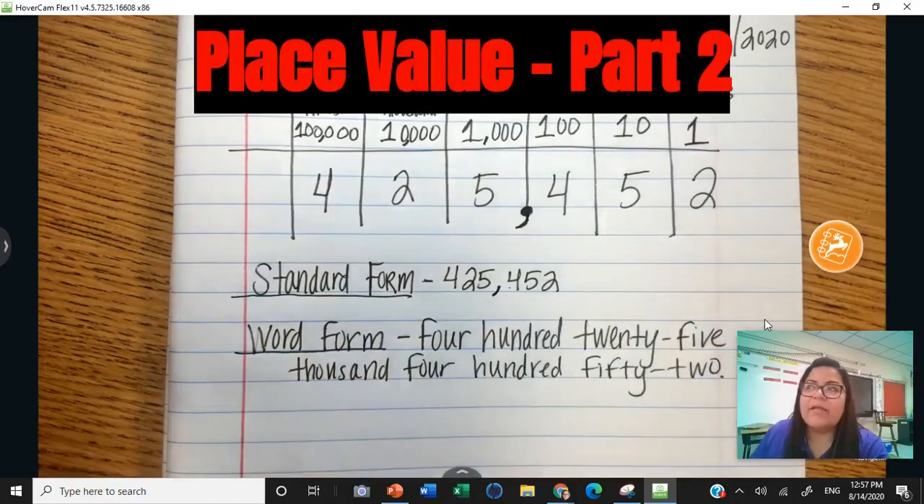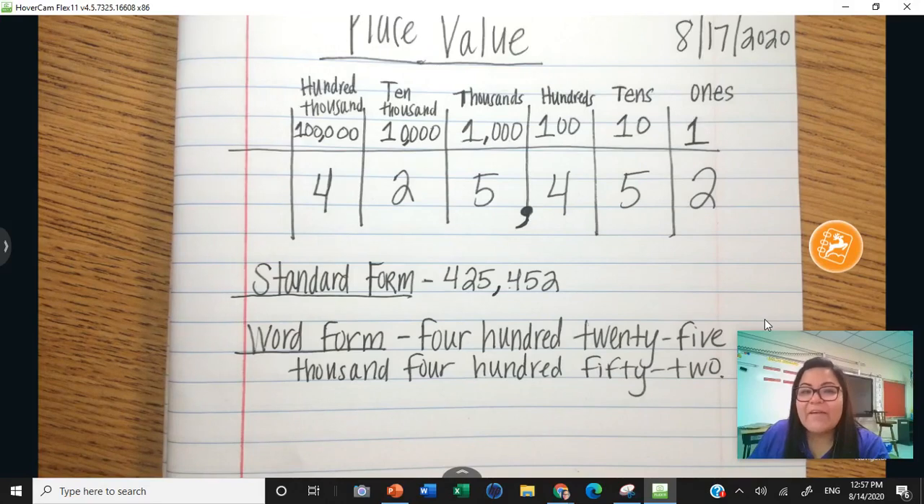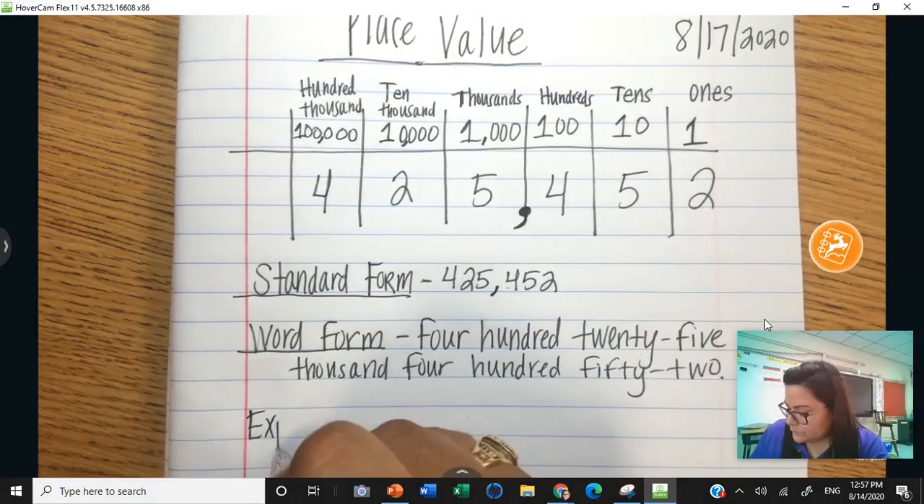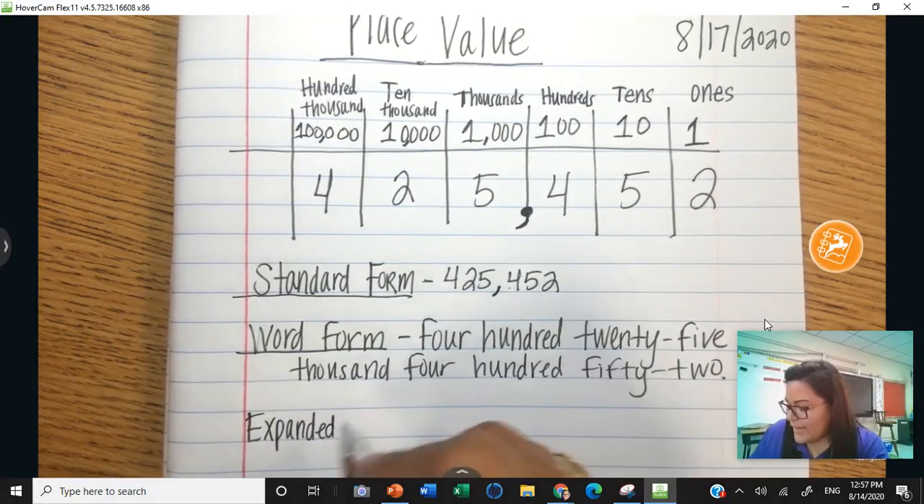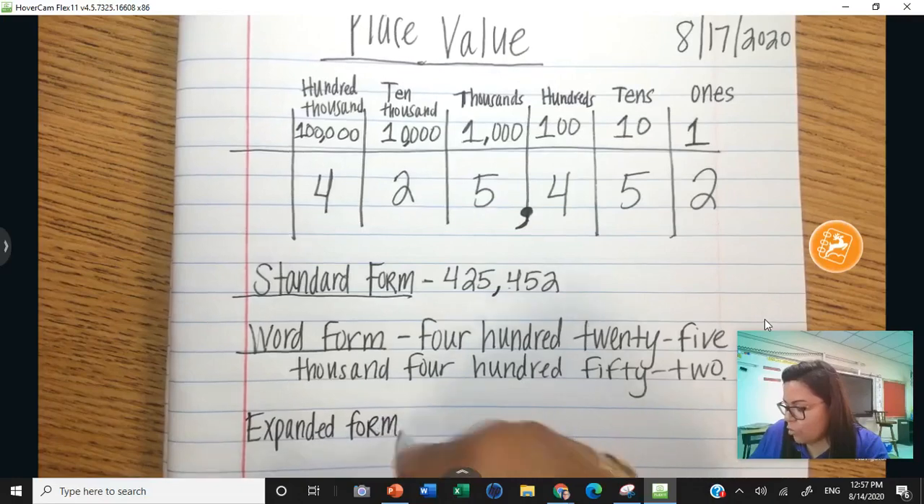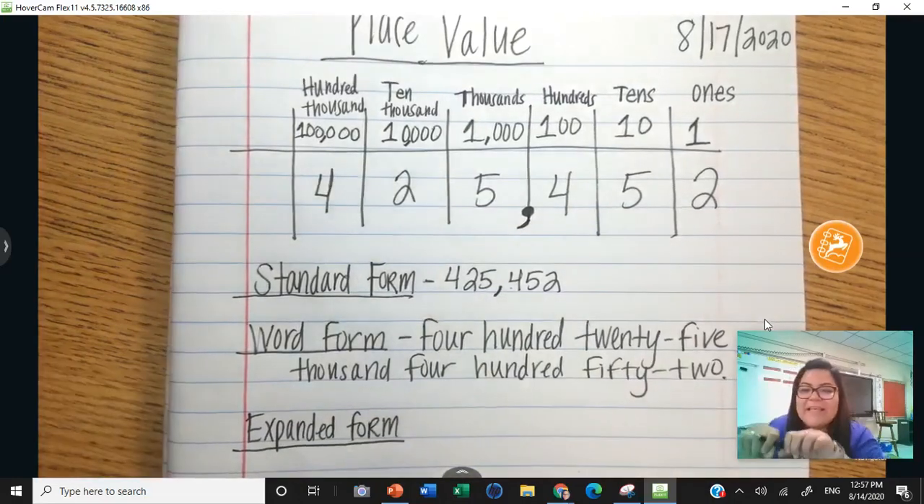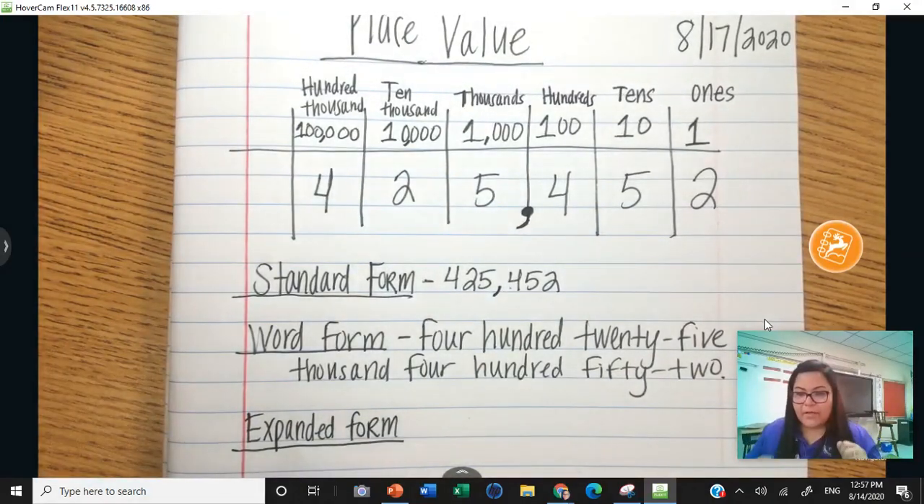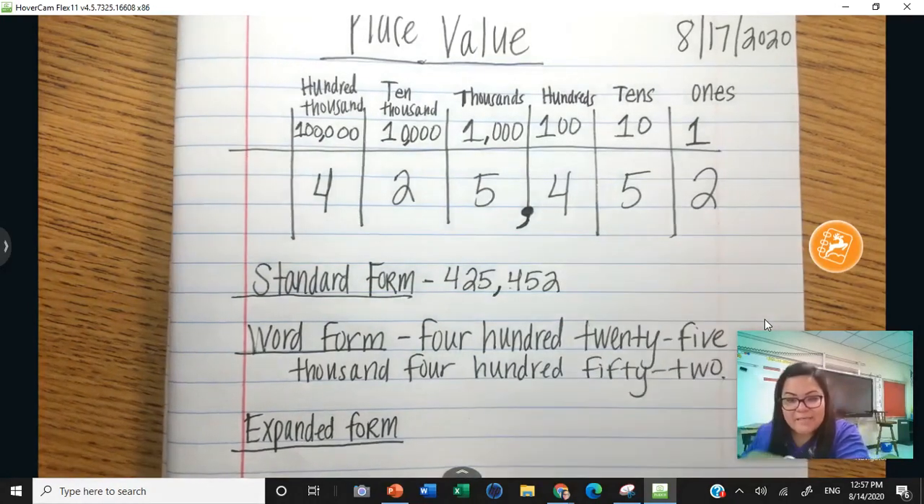Now the next one, you worked on it in second grade as well. It's called expanded form. Okay? Expanded form. And when we write numbers in expanded form, we are decomposing. Okay? When we decompose a number, we break it up into pieces.